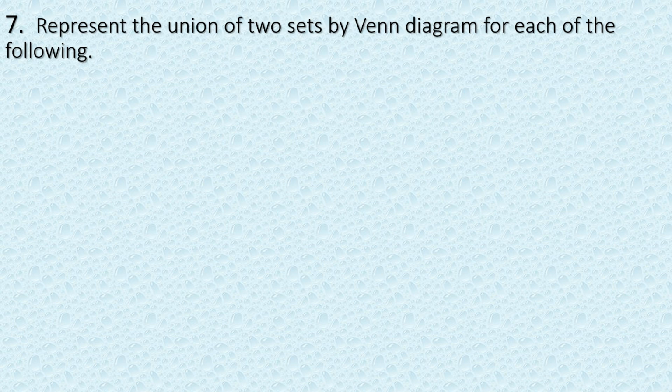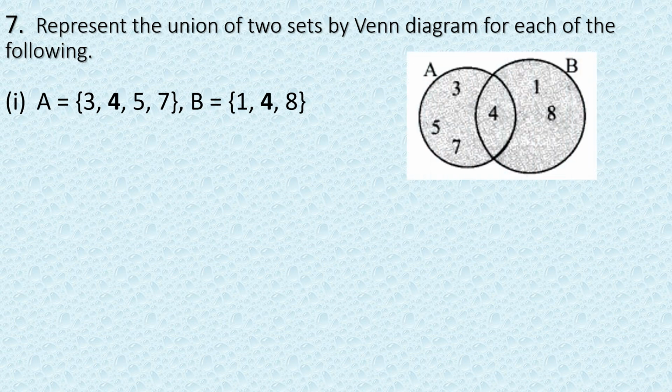Question number 7. Represent the union of two sets by Venn diagram for each of the following. First, A is a set having elements 3, 4, 5, 7. B is a set having numbers 1, 4, 8. And the union we have to show by Venn diagram. If you observe set A and set B, number 4 is common in both. So, can we say that A intersection B is equal to 4? Union we have to show by Venn diagram.